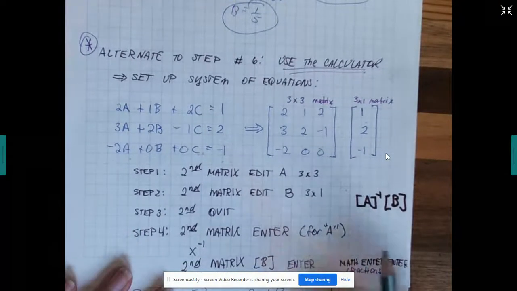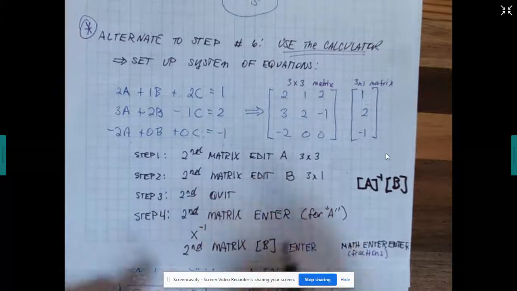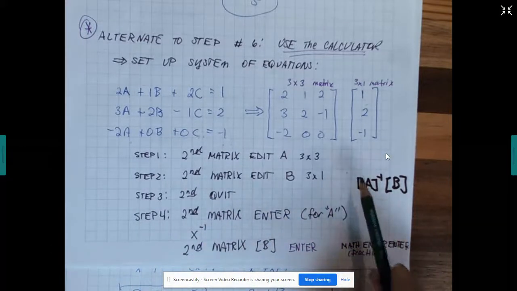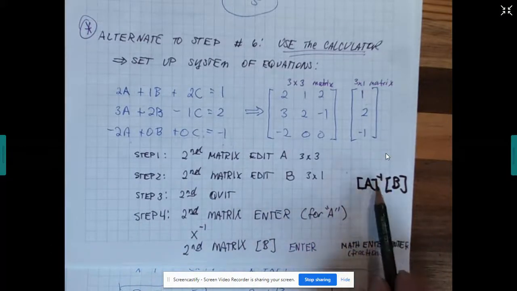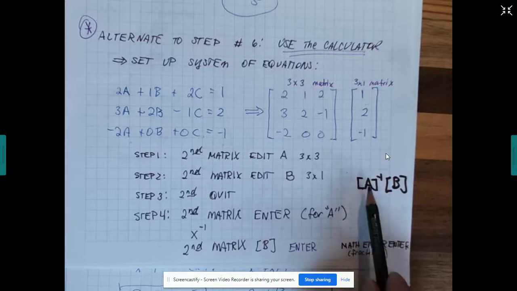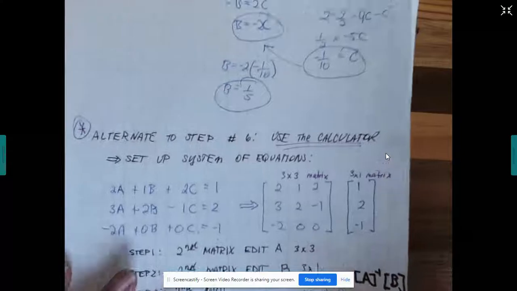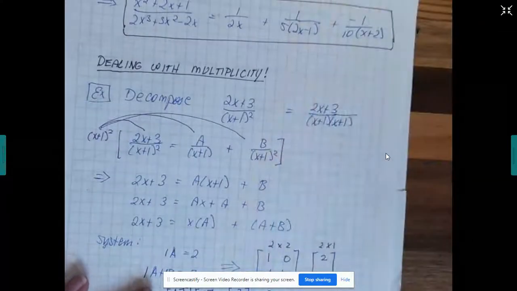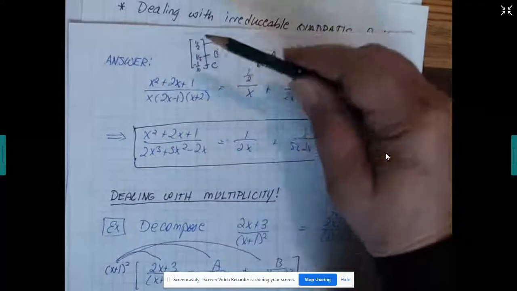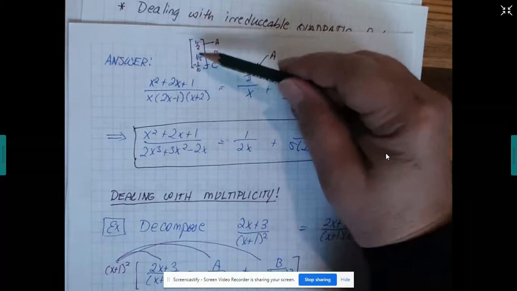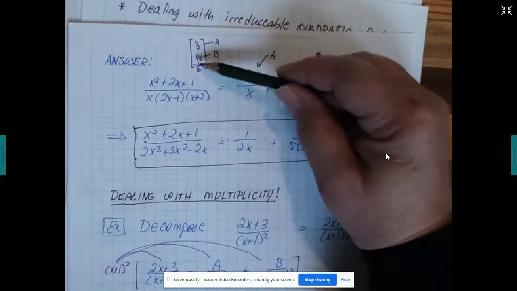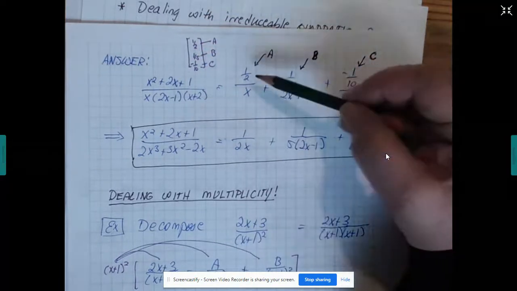For the TIs that we have at school, these are the steps. You can pause this if you want and try it out, but you do this A inverse, after you set up the A matrix, A inverse times B. Okay, and then when you get your answer on your calculator, it should look something like that. Okay, so that's the A, the B, and the C in that order.